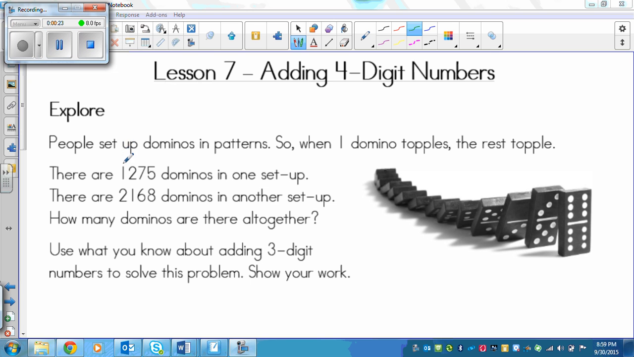There are 1,275 dominoes in one setup. There are 2,168 dominoes in another setup. How many dominoes are there? Use what you know about adding 3-digit numbers to solve this problem. Show your work.